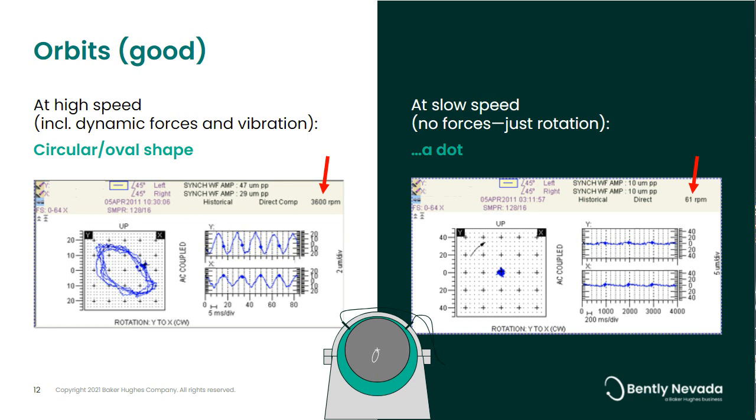At higher speeds, the shaft is rotating very quickly, and we're going to have those dynamic forces acting on the shaft, which then give us the vibration. And if the shaft surface is relatively clean, we're going to get a nice oval-shaped orbit, something like we see here on the left.